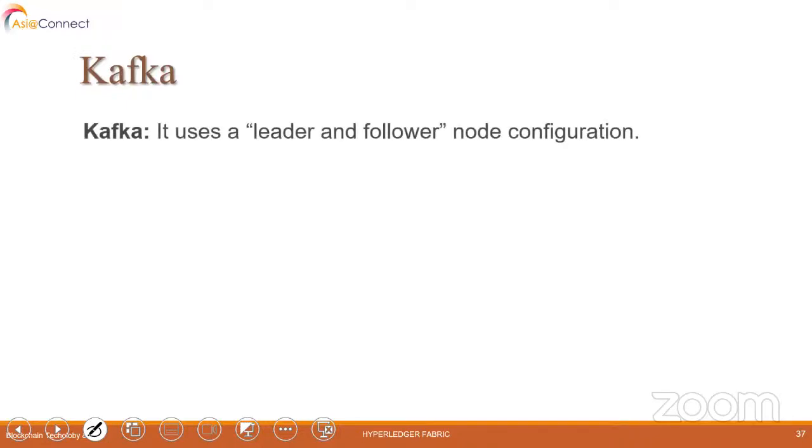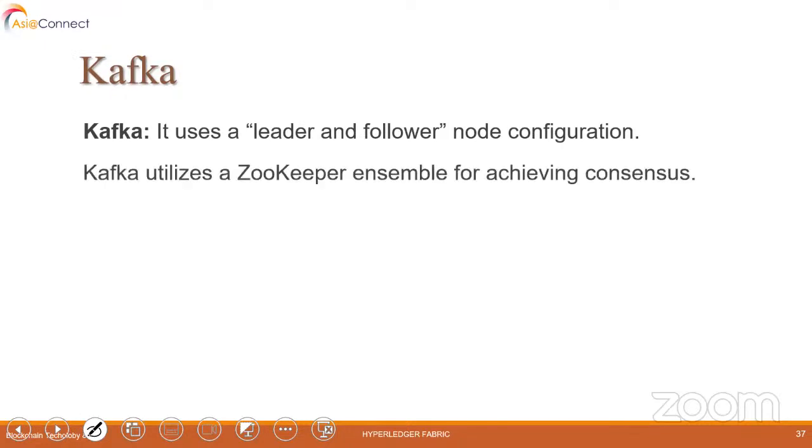So let me explain, with a very sketchy understanding, what Kafka is. Basically, Kafka is a leader and follower configuration. This Kafka has existed since the time distributed networks were introduced. So Kafka is a method of arriving at a consensus on a network state by using a leader and follower node configuration.